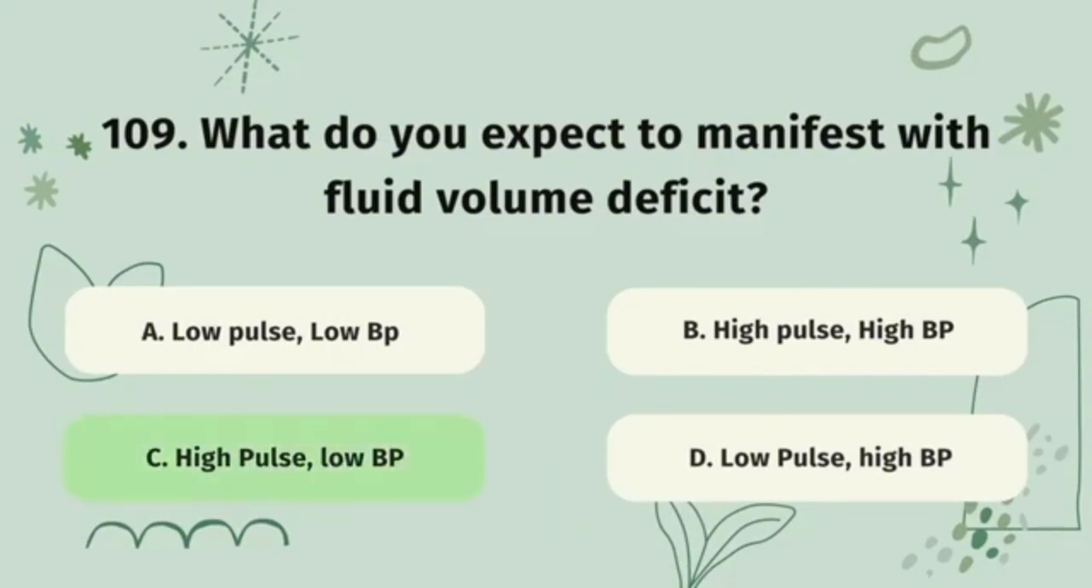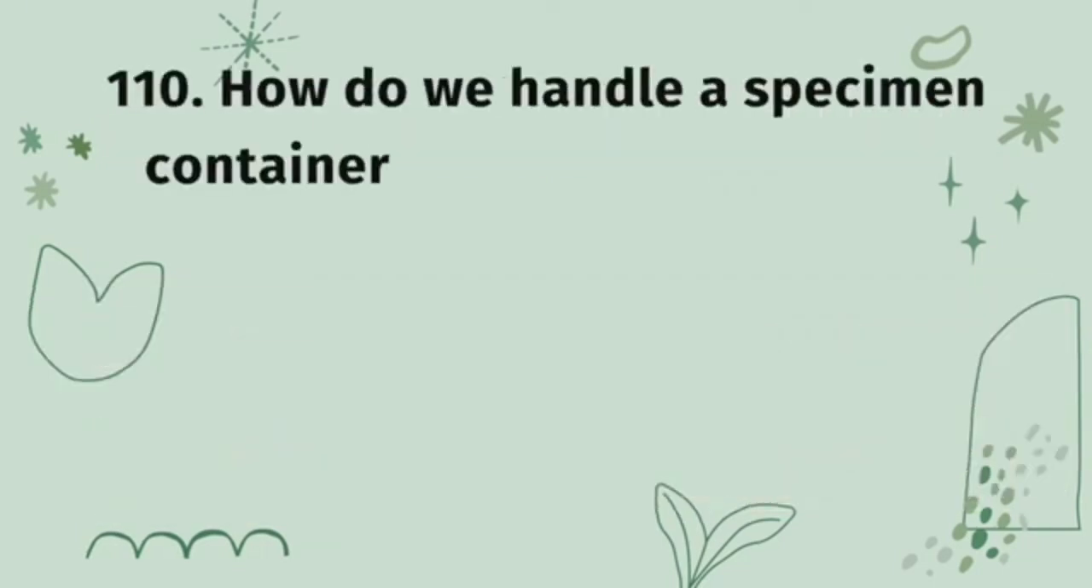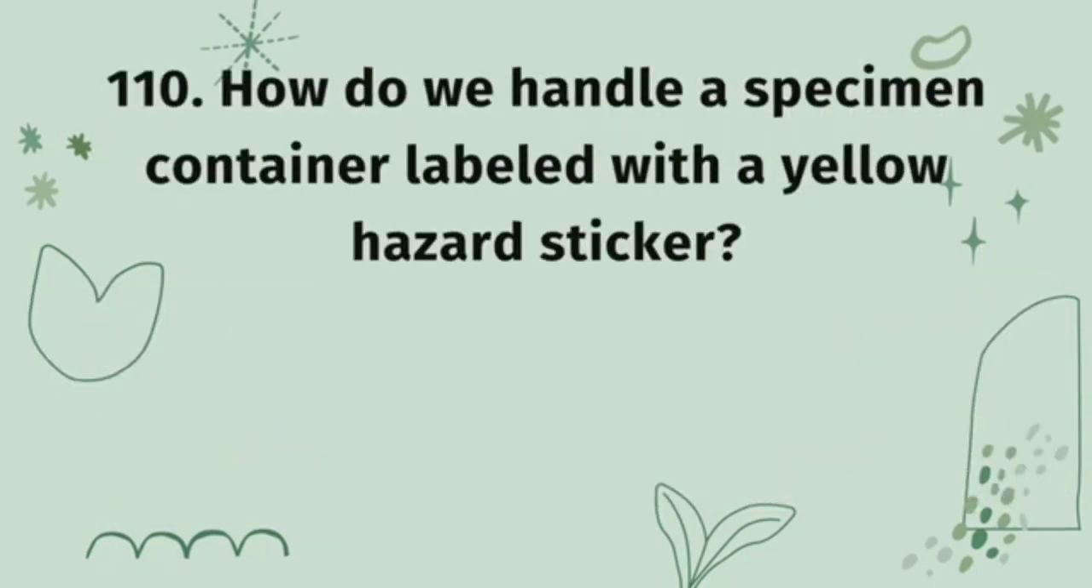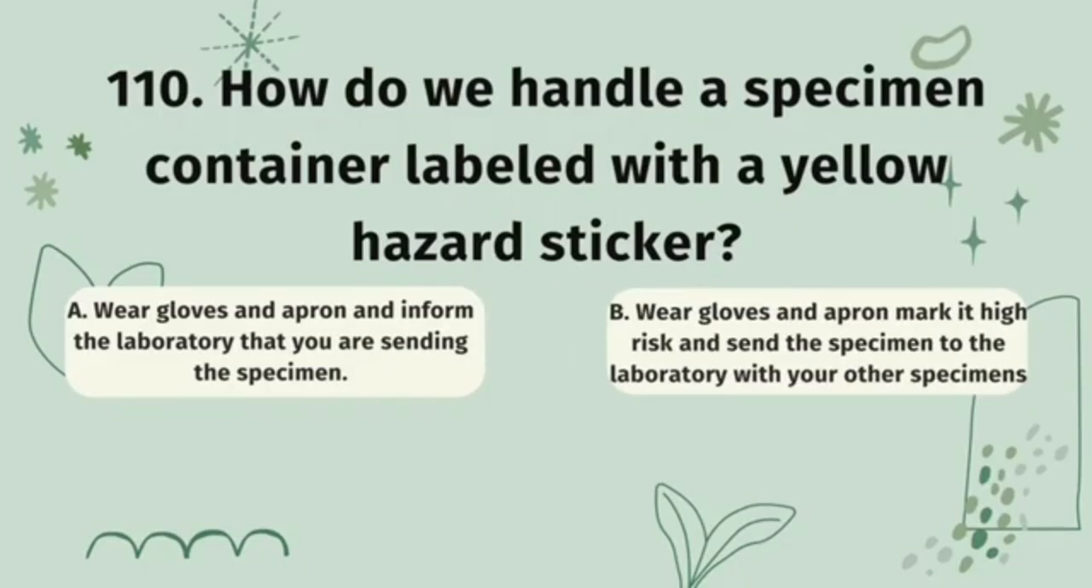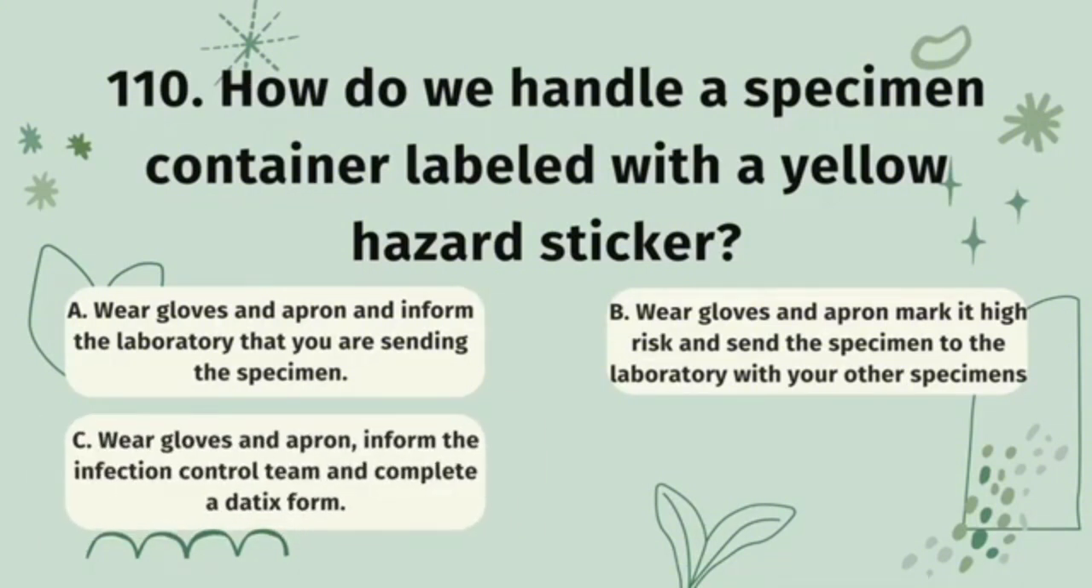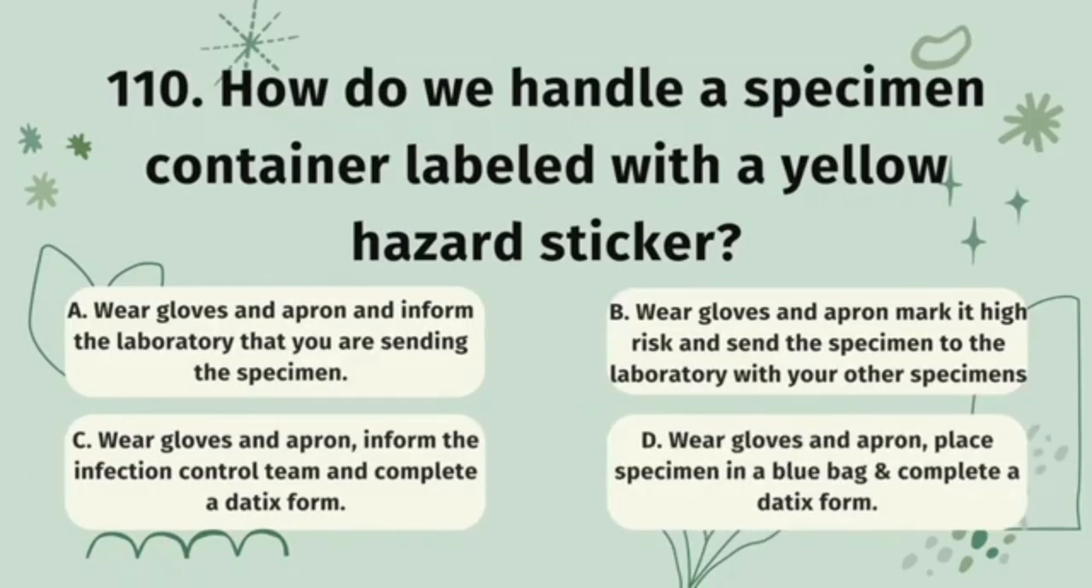The correct answer is C. Question 110. How do we handle a specimen container labeled with a yellow hazard sticker? Option A, wear gloves and apron and inform the laboratory that you are sending the specimen. Option B, wear gloves and apron, mark it high risk and send the specimen to the laboratory with your other specimens. Option C, wear gloves and apron, inform the infection control team and complete a DATIX form. Option D, wear gloves and apron, place specimen in a blue bag and complete a DATIX form.